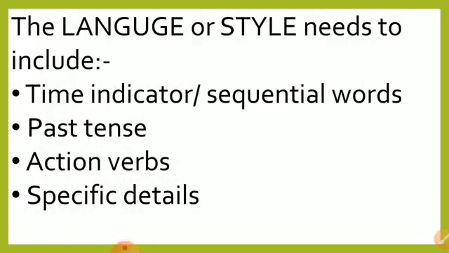Now the language or style needs to include... What we have to include while writing a recount? Time indicator or sequential words. Obviously we are writing about the event or the experience which has already happened. So we will make use of time indicator or sequential words. And of course it will be in past tense because this activity has already happened, done.